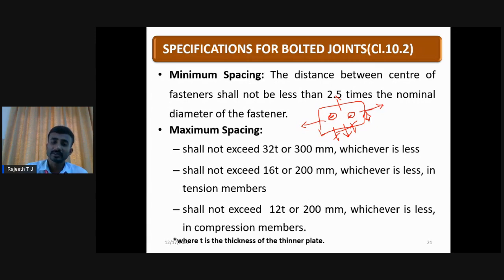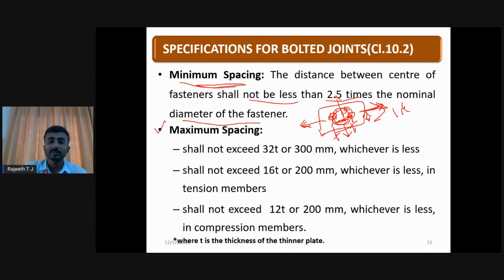So if this is the load direction, the distance between two consecutive bolts is called pitch. According to the code, the minimum spacing we should provide here is 2.5 times the nominal diameter of the fastener. The minimum value should not be less than that. Assume your diameter is 20, then we should provide 20 times 2.5, so a 50 mm gap here. This is the distance between the two bolts parallel to the direction of load.